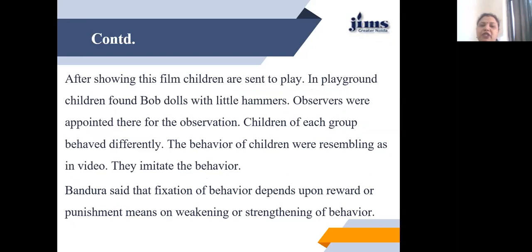So children of each group behaved differently. The behavior of the children resembled what was in the video. They imitated the behavior as they had watched it. Bandura said that fixation of behavior depends upon reward or punishment, meaning on weakening or strengthening of behavior. And definitely, reward and punishment always work behind the behavior modification of an individual.